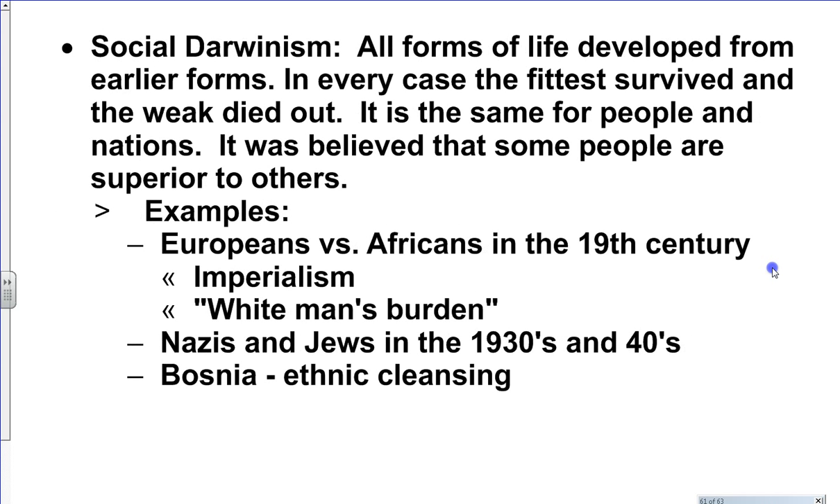Okay, social Darwinism kind of was almost a response to this. All forms of life developed from earlier forms. In every case, the fittest survived and the weak died out. It is the same for people and nations. It was believed that some people are superior to others. Examples: Europeans versus Africans in the 19th century, imperialism, the white man's burden, and slavery all came out of this. Then you had the Nazis and the Jews in the 30s and 40s. And finally, it still played out in Bosnia with ethnic cleansing back in the 90s.